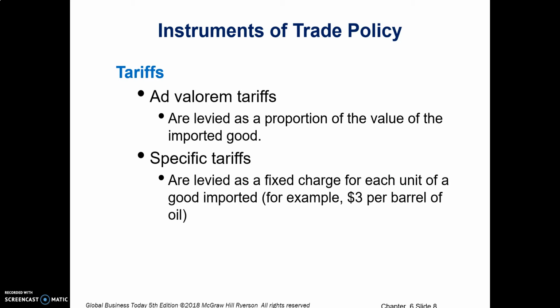The tariffs. This is basically a tax on imported products. There's 2 types of tariffs, as mentioned there, the ad valorem or the specific tariff, either as a percentage, like a tax rate, or just a fixed levied amount, as it says there, like $3 per barrel, for example. Tariffs are the oldest form of trade policy. As I said, they are taxes on imported goods.